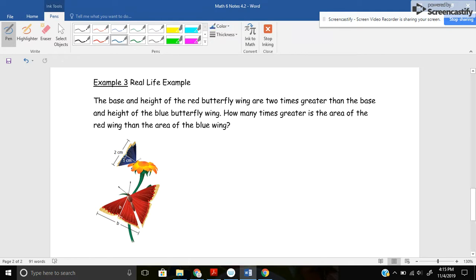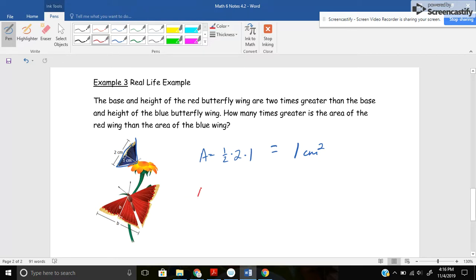The base of this triangle, so half times base looks like it's 2, times the height looks like it's 1. Half of 2 is 1, and 1 times 1 is 1. So 1, and my units are centimeters. So 1 centimeter squared for the area of the blue one.